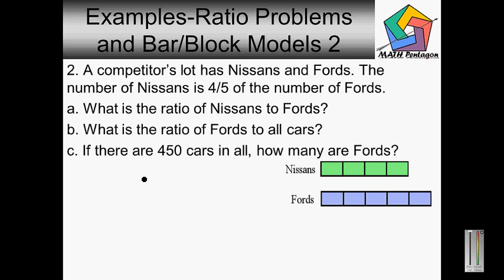Okay, we have a competitor's lot that has Nissans and Fords. The number of Nissans is 4 to 5 of the number of Fords, or you could say it is 4 over 5 of the number of Fords. So what is the ratio of Nissans to Fords? So for Nissans, we have 1, 2, 3, 4. We have 4 Nissans. So we have 4 Nissans, and we put our colon here, and to Fords, 1, 2, 3, 4, 5. We have 5 Fords. So it would be 4 to 5.